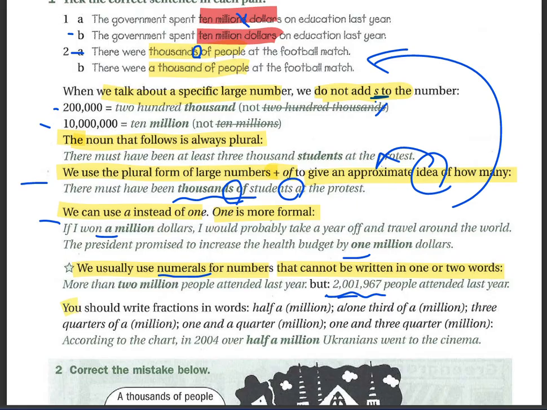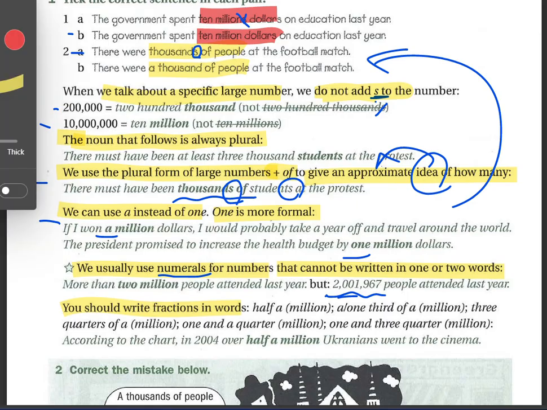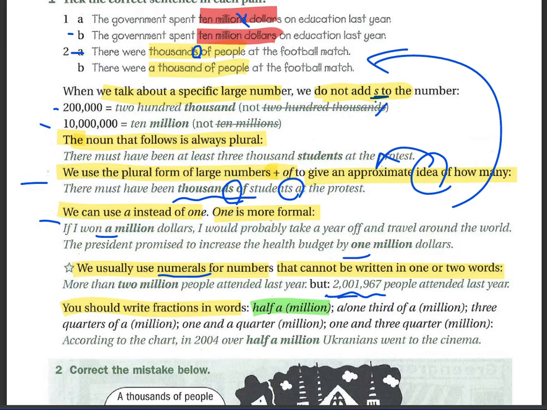Great. You should write fractions in words. Look at it here. Important point. Half a million. Or 1/3 of a million. 3/4 of a million. So when it's 3, it's quarters. Be careful: half a, 1/3 of a, and million, billion, singular. Yes? Here, 3/4 of a million.